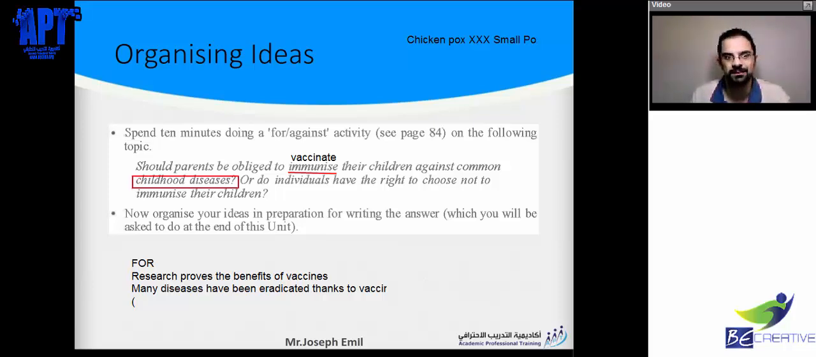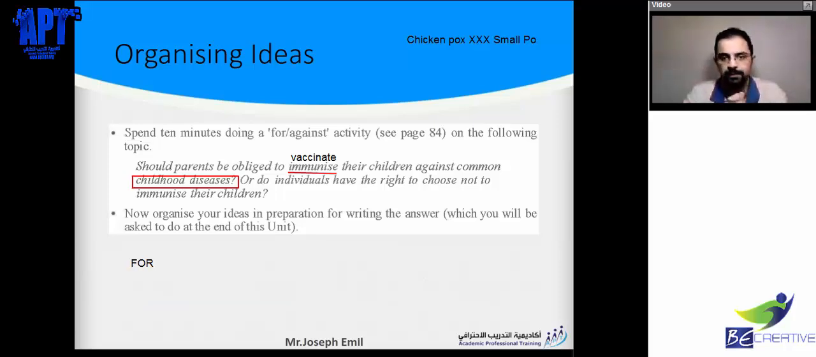Okay, I've made this mistake right now. I have not read the question well, which means that the points are deviating from childhood diseases to dangerous diseases. There is a difference. So, for childhood diseases, if you immunize your children against childhood diseases, what's the benefit?